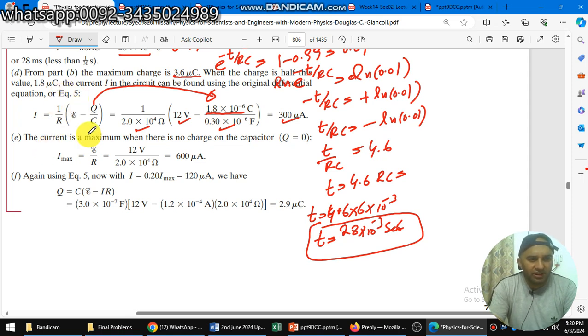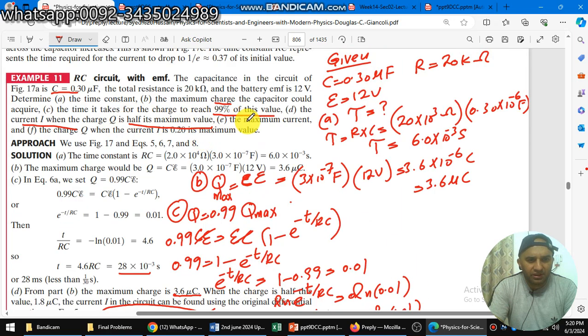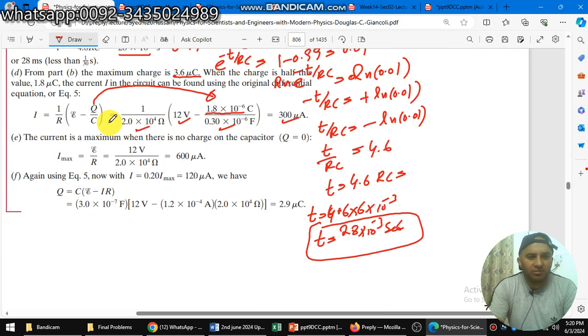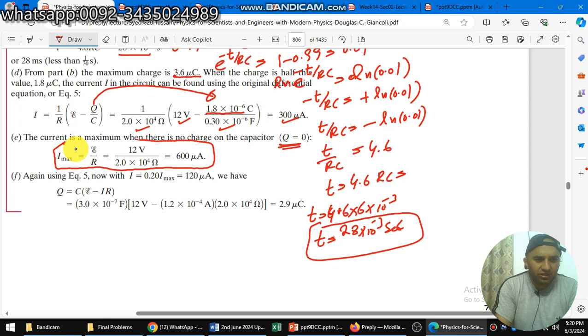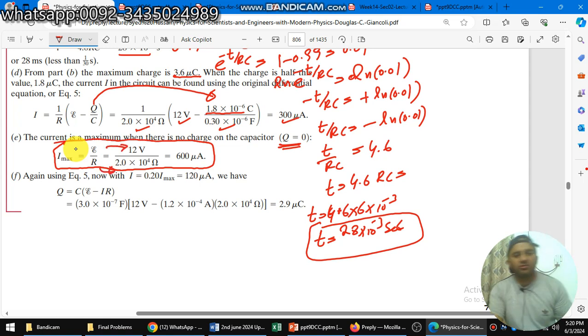Okay, now for the part E, we need to find the maximum current. When the current is maximum, the charge Q is 0. So we use the formula I maximum is equal to E over R, where the EMF is 12 volt and the resistance R is 2 into 10 power 4. This simply uses Ohm's law, V is equal to IR, and I is equal to V over R.